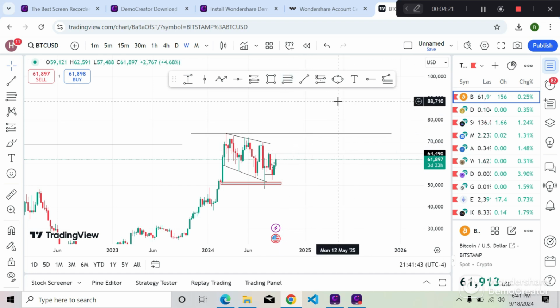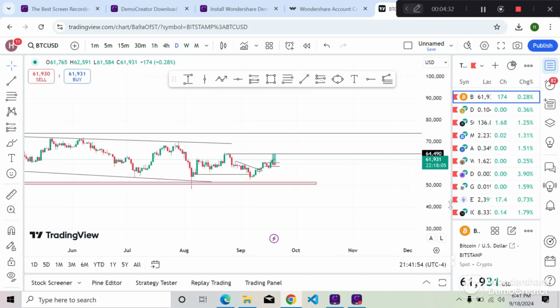And this big move could even extend to like 90k or 100k even. So let's go to our daily time frame. What do we have on a daily time frame?